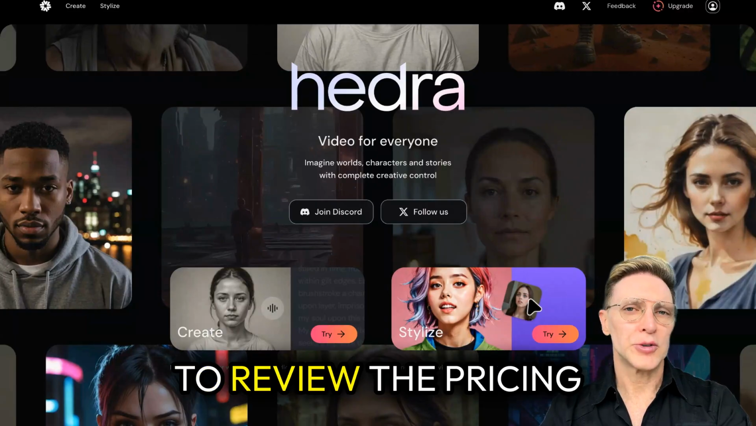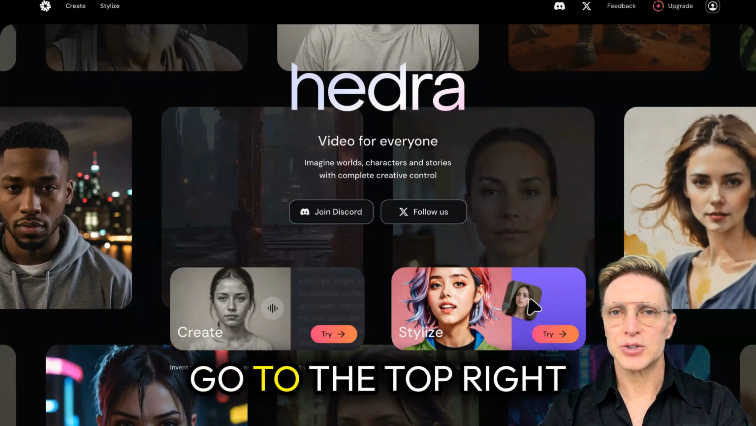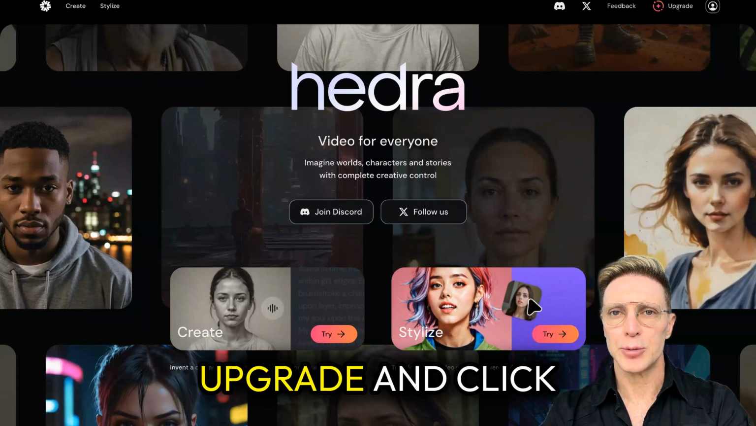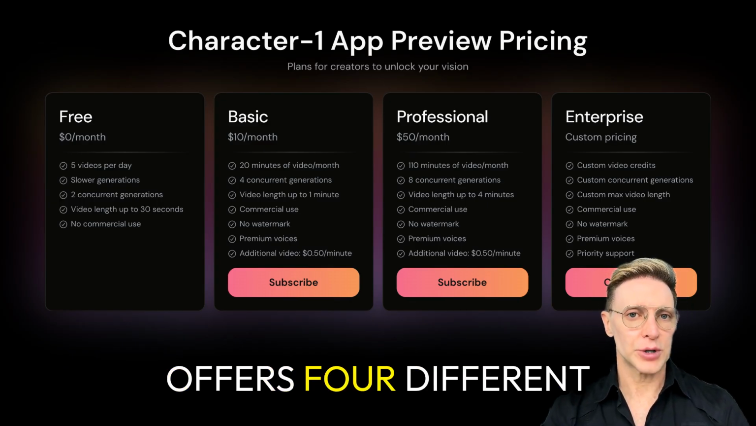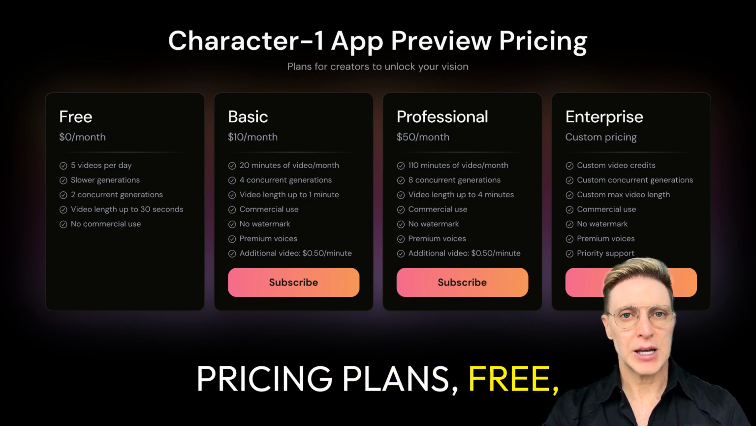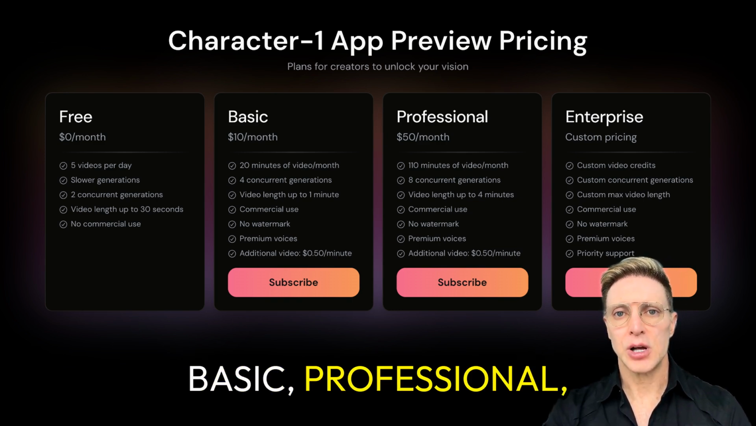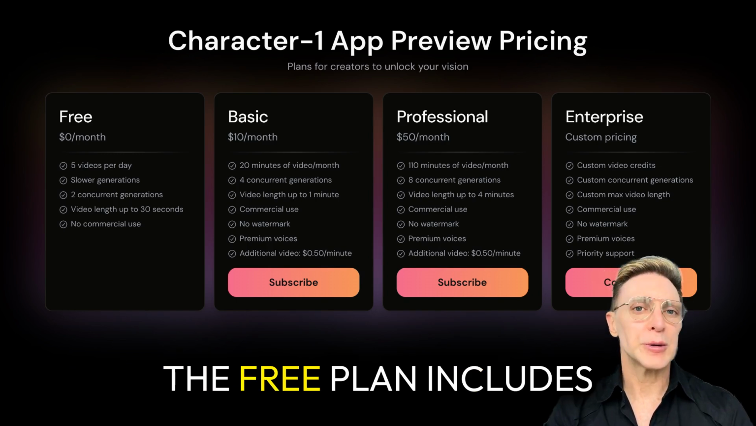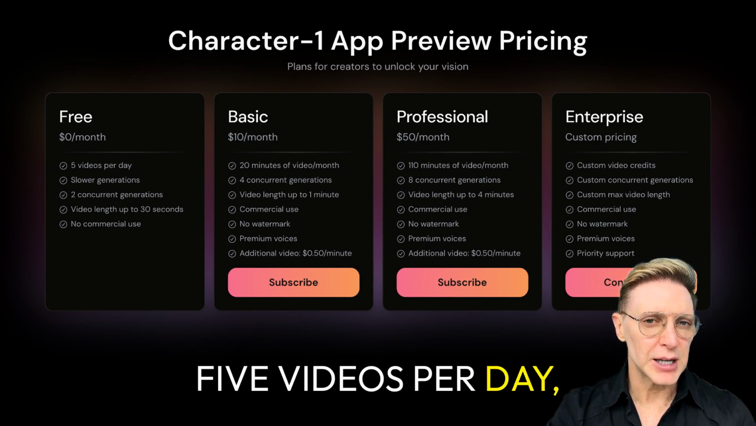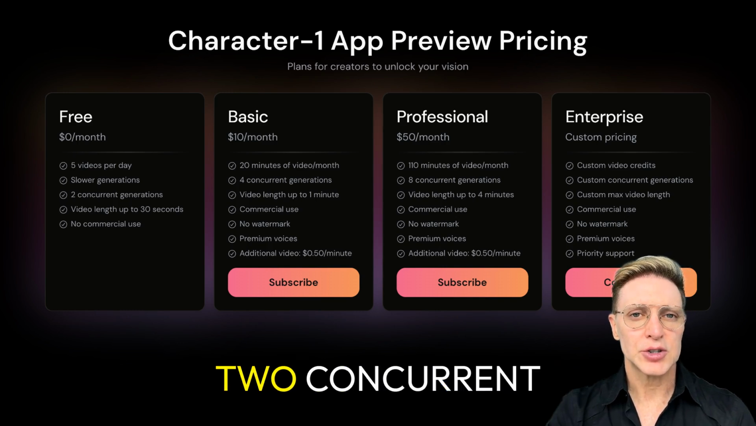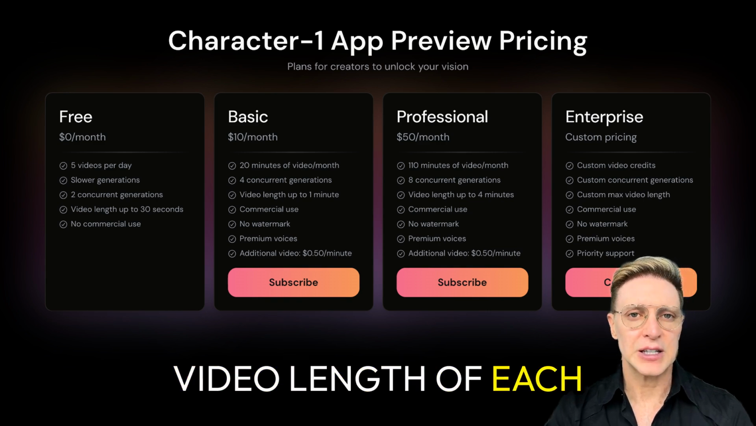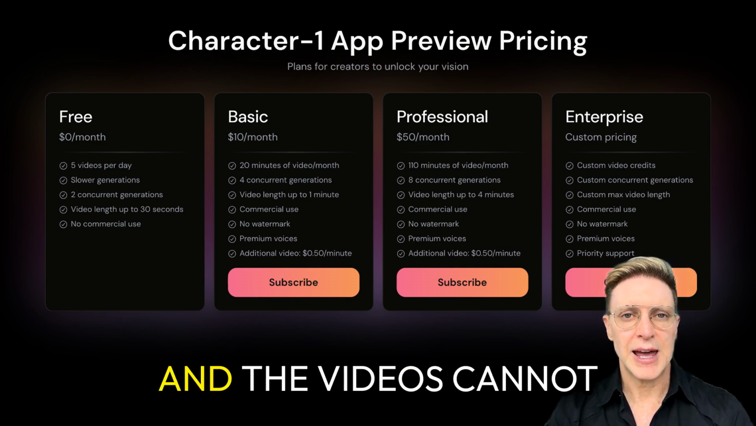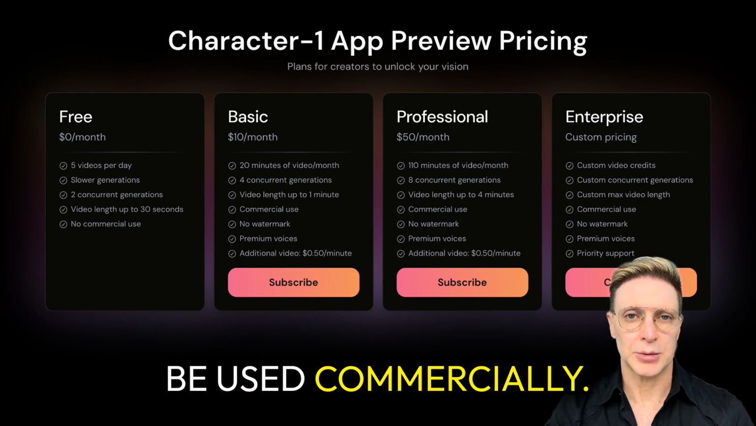Cost. To review the pricing for Hedra, simply go to the top right corner where it says upgrade and click there. And you'll see that Hedra currently offers 4 different pricing plans: free, basic, Professional, and Enterprise. The free plan includes 5 videos per day, slower generations, 2 concurrent generations can be processing, and the video length of each can be up to 30 seconds. And the videos cannot be used commercially.